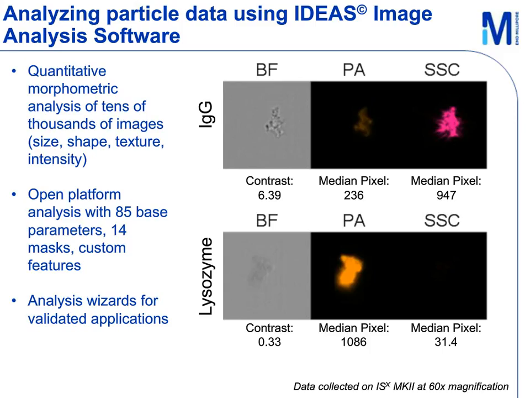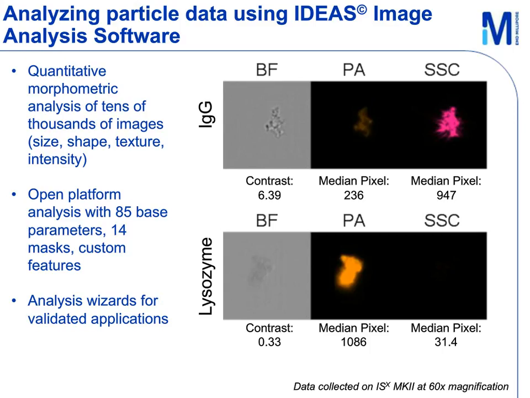In order to demonstrate how IDEAS works, on the right I'm showing two images of protein aggregates about 10 micron in size, collected from different samples using ImageStream X at 60x magnification. The top sample shows an IgG aggregate, and the bottom image shows a lysozyme aggregate. Both types of aggregates were purchased from Enzo Life Sciences and generated using a combination of heat, stir, and chemical stress.